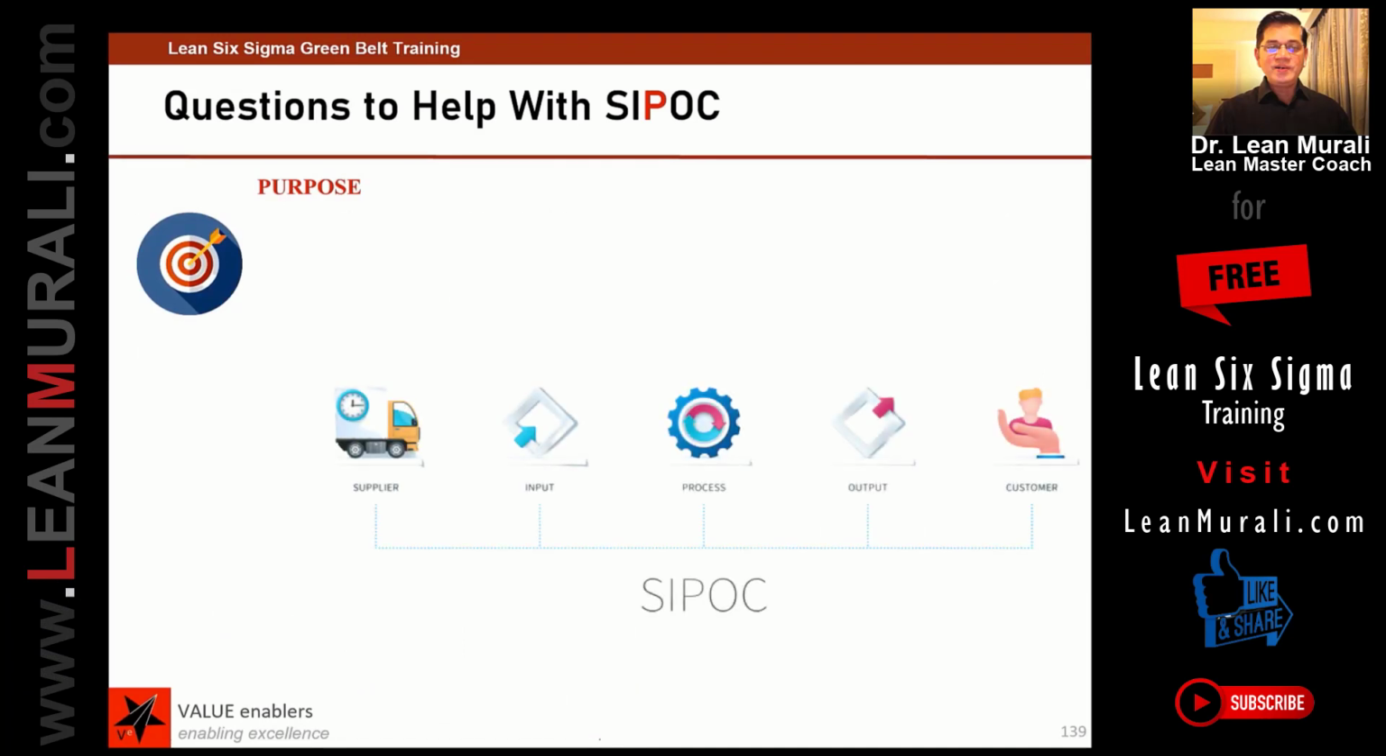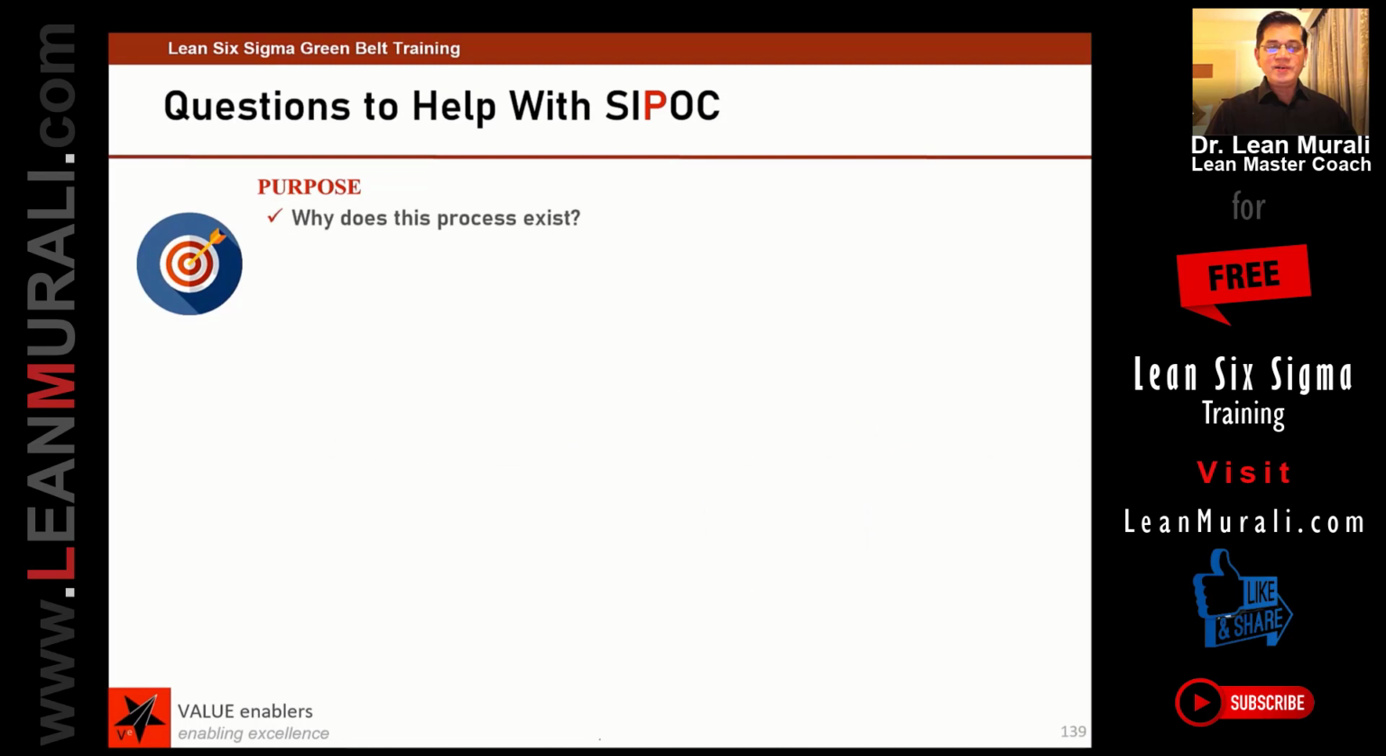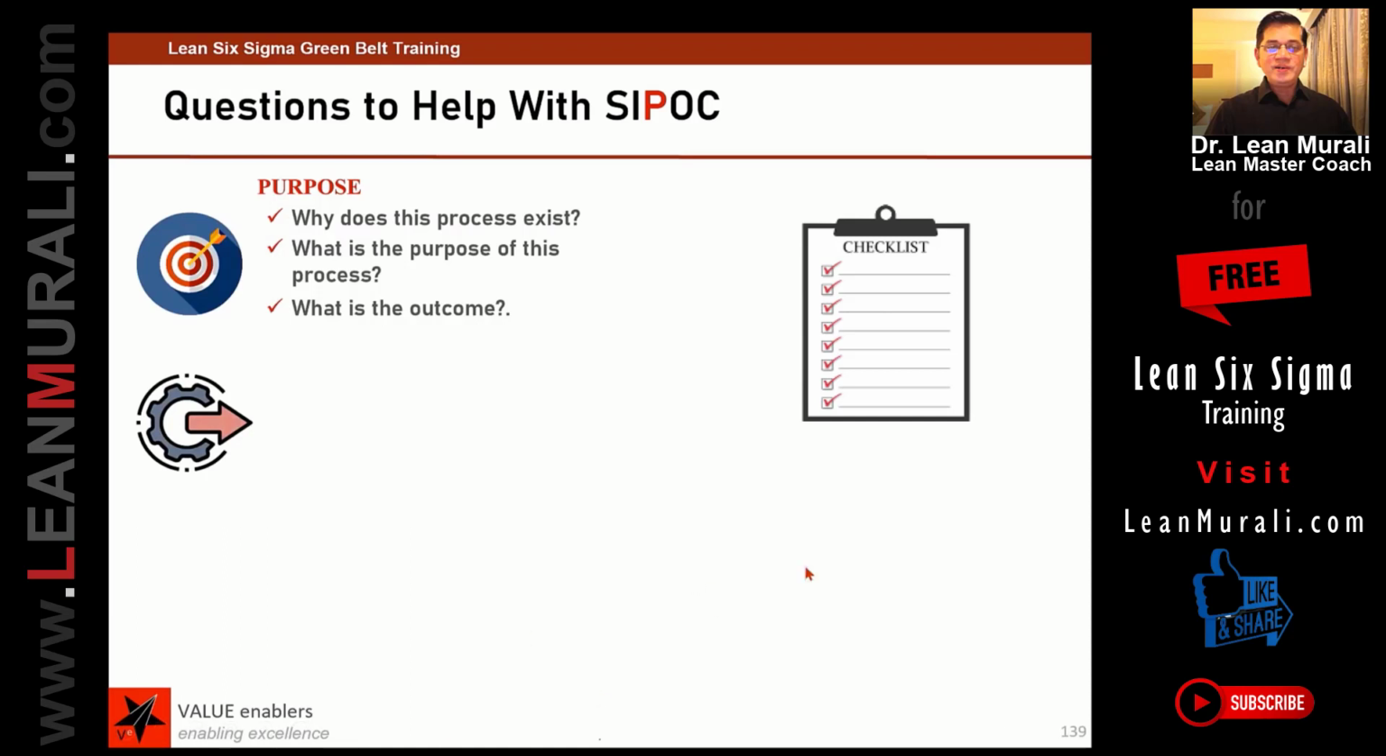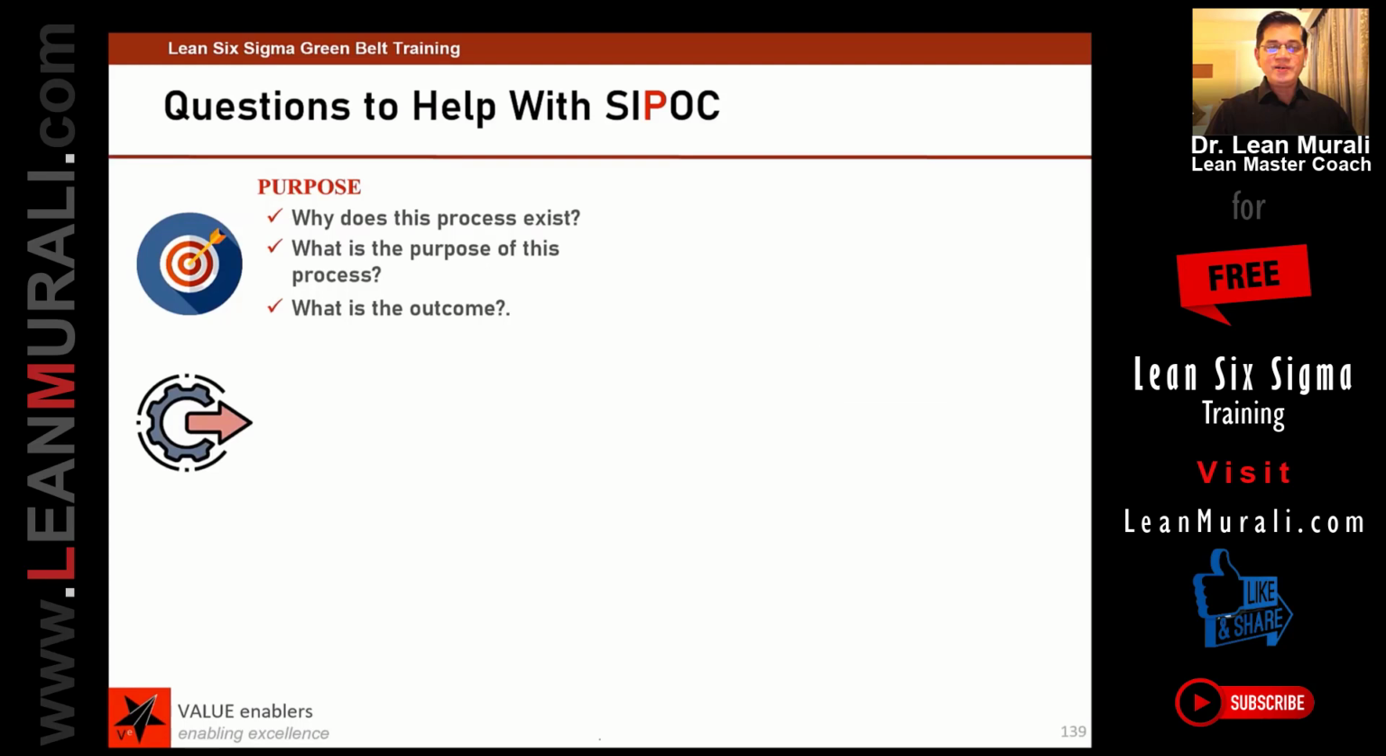Let's start with the purpose of SIPOC. This is a sort of checklist. Why does this process exist? What is the purpose of this process and what is the outcome? It's very important. This is a sort of checklist when you do process mapping. It helps you a lot to have a checklist. Why does this process exist? What is the purpose of this process? What is the outcome of the process?